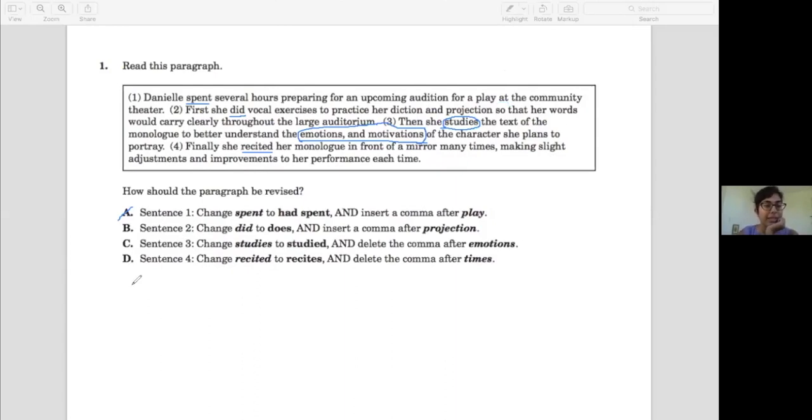B says, sentence 2, change did to does. That's off because we know the whole passage is in the past tense, right? C, sentence 3, change studies to studied, and delete the comma after motions. So those are both the issues that we identified. We're almost 100% sure that it's C, right? D, sentence 4, change recited to recites, and delete the comma after times. I already know that this whole passage is in the past tense, so it's not going to be this, right? We found so much evidence for that, at least 3 different verbs. So the answer is C.